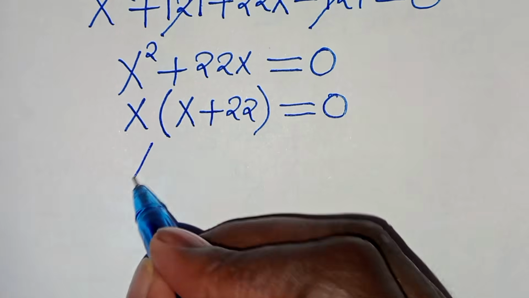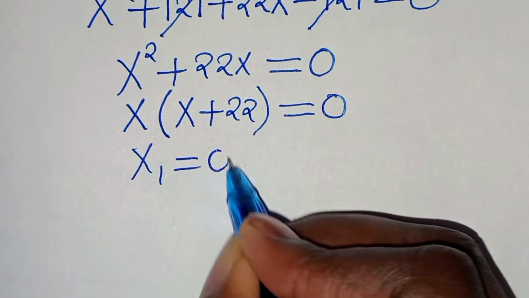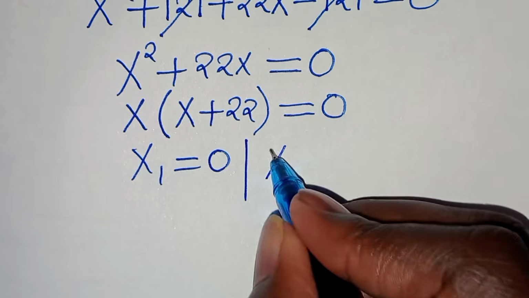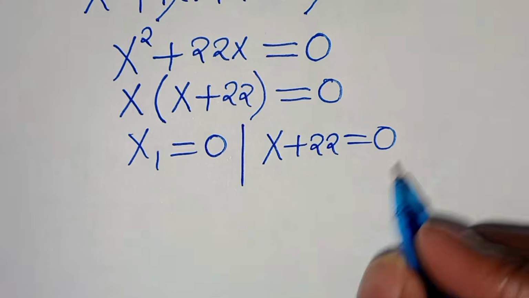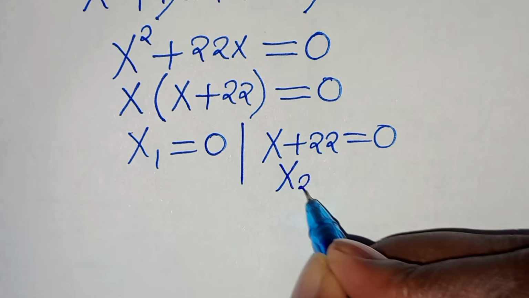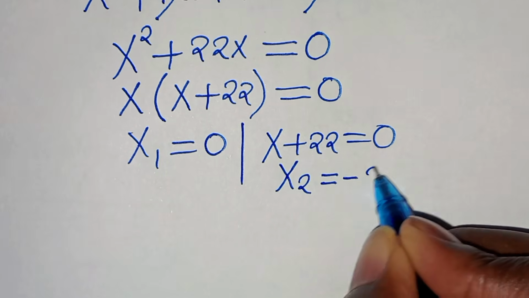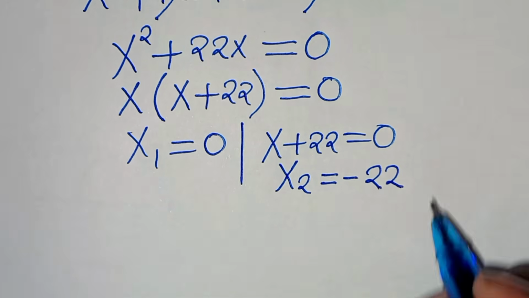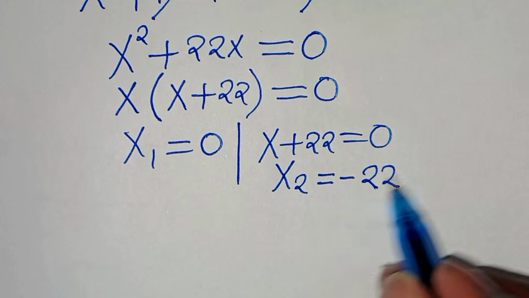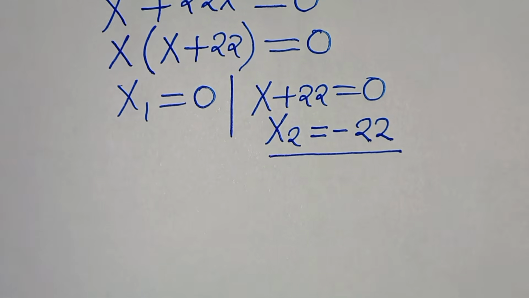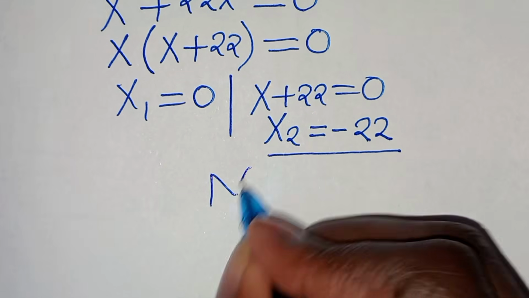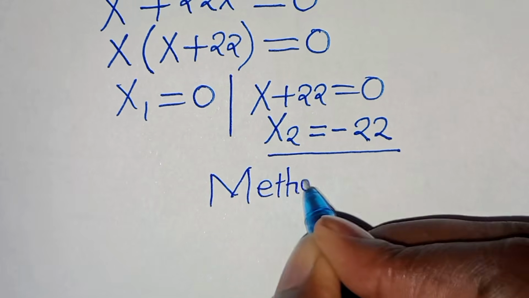So we have that x1 is equal to 0, and we have x plus 22. This is equal to 0. So this means that x2 is equal to minus 22. Now, let's solve this by applying method 2.